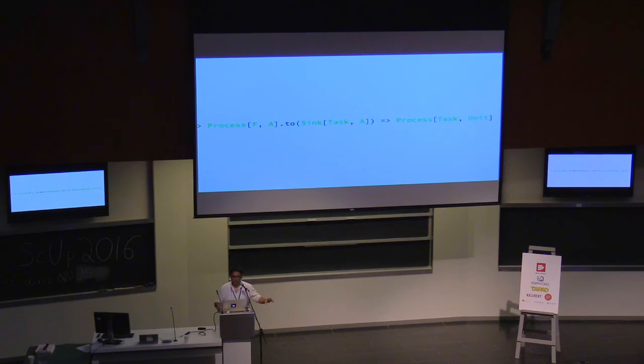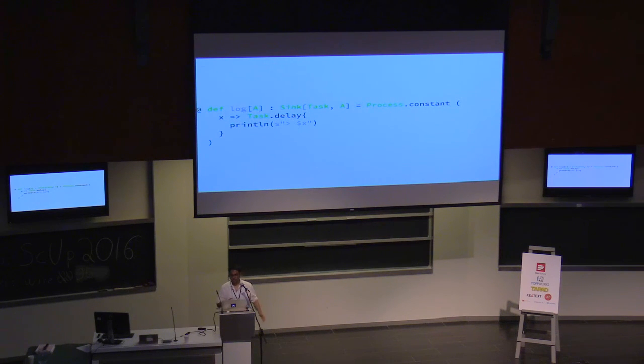Given you have a process, you can connect it with your sink via this to combinator. And what does it do? Similar to through, it gets a value from your source and gets the function from the sink, applies the function to the value and emits the resultant value, which will be unit all the time. So basically, that's why the output type is process of task unit there.